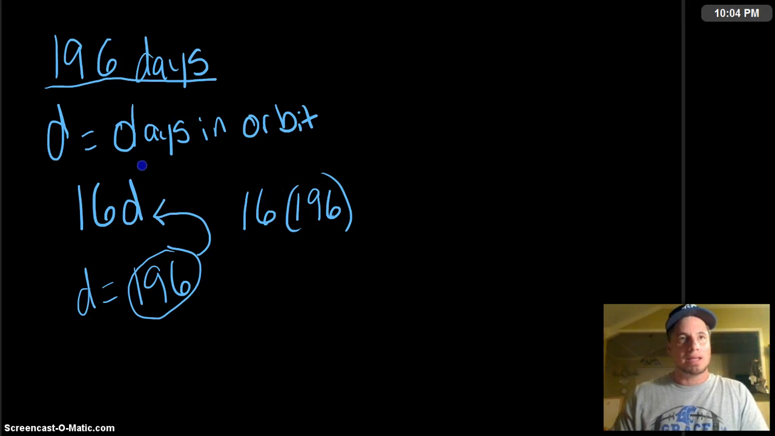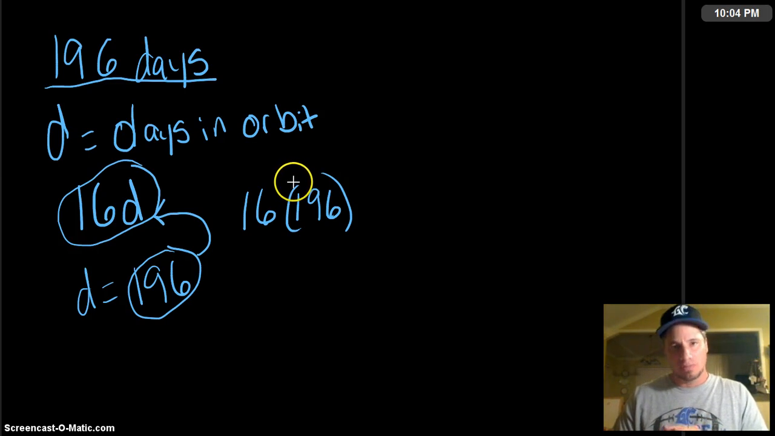But this is writing a variable expression from a word problem. So we need to look for keywords that tell us we're either adding, subtracting, multiplying, or dividing. And we figure out what they're asking for. And then we look for those bits of information in the problem that help us to solve the problem. That's basically what we're seeing today. And that is all for this tutorial.